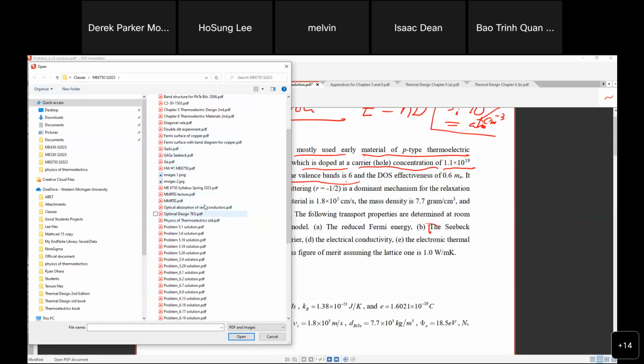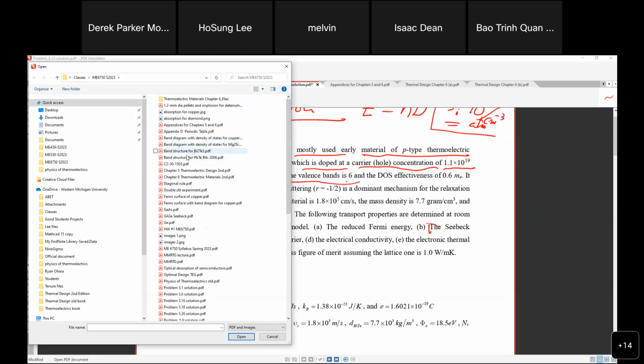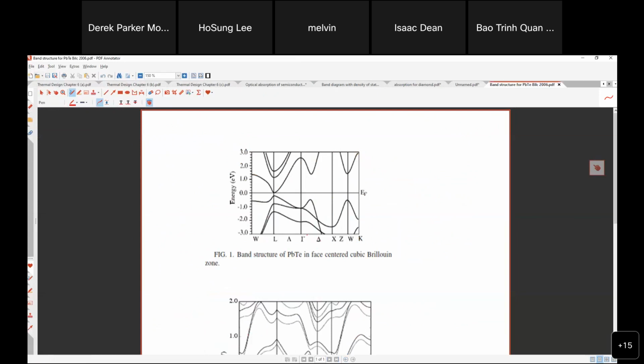I had here some example of my band structure. Yeah, something like that. Once we have a band structure, we can see degeneracy. Okay. Sometimes we can see that.